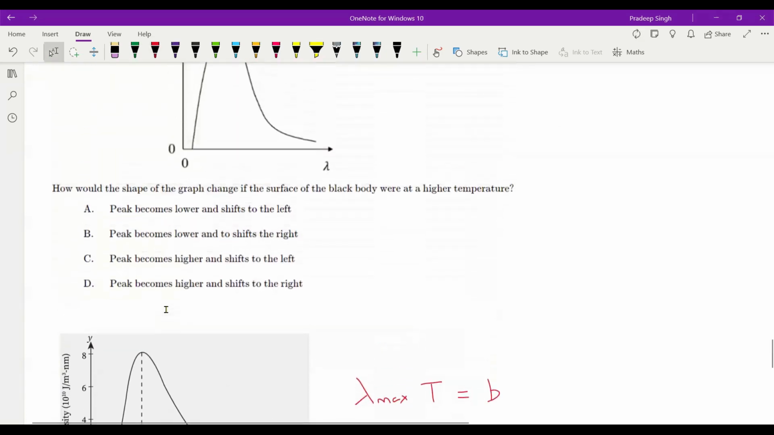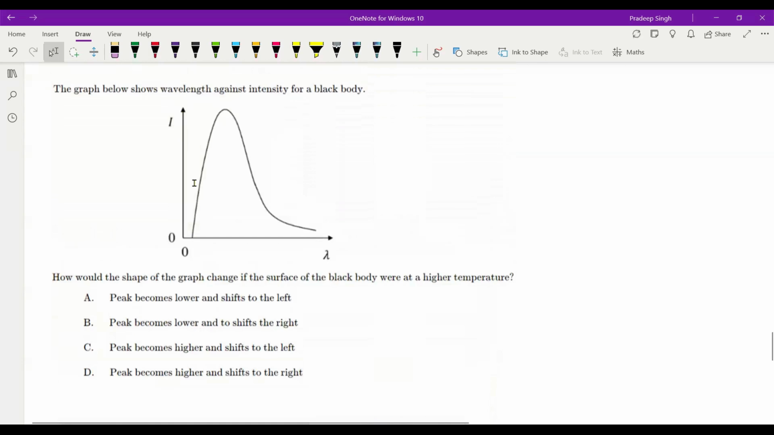Now, if you go back to the question, we have been given a graph. Y-axis is intensity, x-axis is wavelength, and we have to figure out what will happen to the shape of the graph if the surface of this black body were at a higher temperature. Since we already know the formula, lambda maximum into temperature is a constant. If the temperature increases, lambda maximum will have to decrease because lambda max and temperature are inversely proportional.